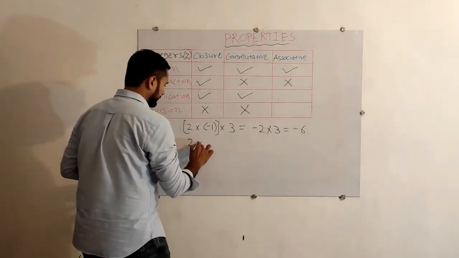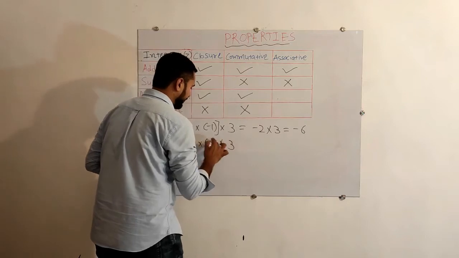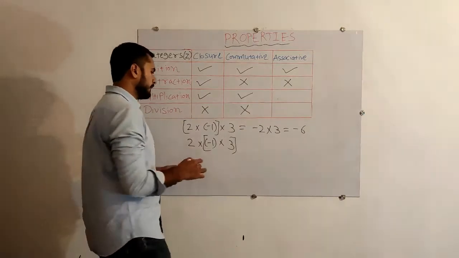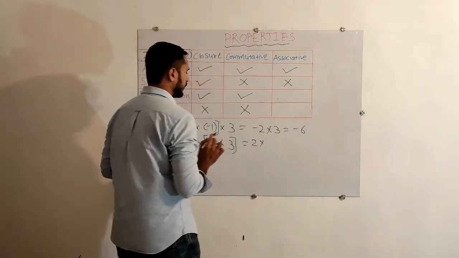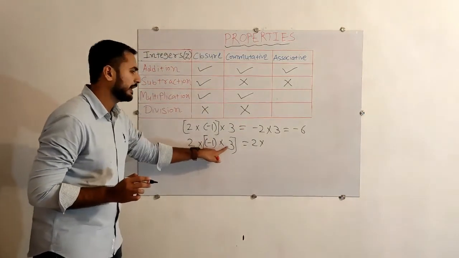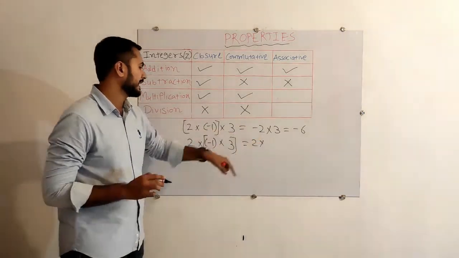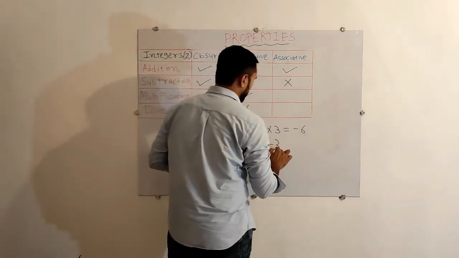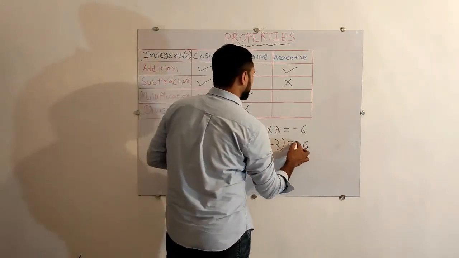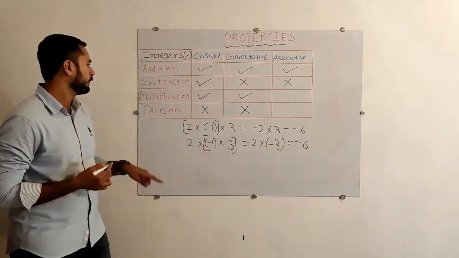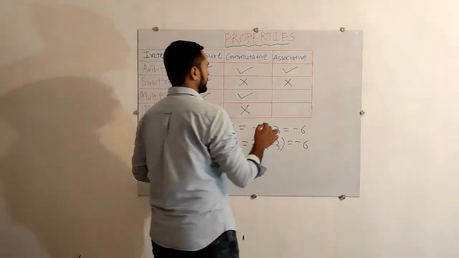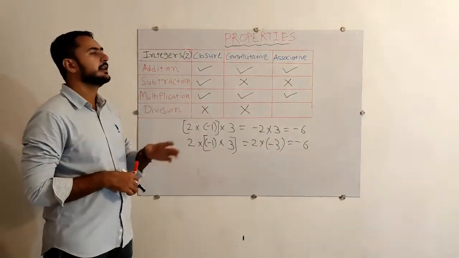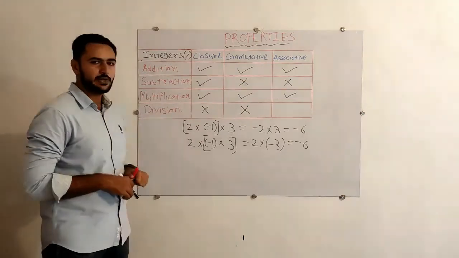Now again, change the group. That is 2 multiplied by minus 1 multiplied by 3, but I am going to change the group. Now 2 multiplied by, first of all we will solve the bracket. Minus times plus means the sign will be minus for the number. What is the answer? 3 ones are 3, so that's minus 3, and 2 threes are 6, plus, minus minus. So for multiplication, yes, integers are associative under multiplication.